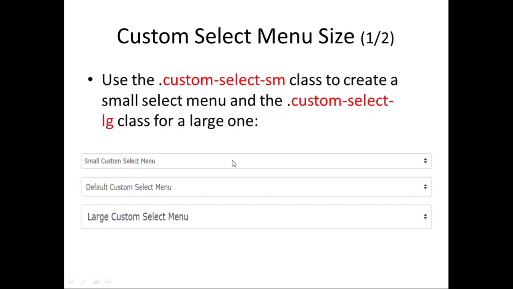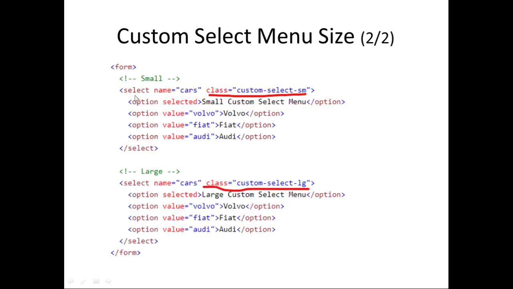Now we can also change the sizes of the select menu. So use the custom select SM class to create a small select menu, and the custom select LG class for a large one. So the small one is something like this. By default, it's the medium size. If you don't specify, it's the medium size, and then this is the large select. So as an example, it's the same as the previous one, except that we add custom select SM, custom select LG, rather than just custom select.